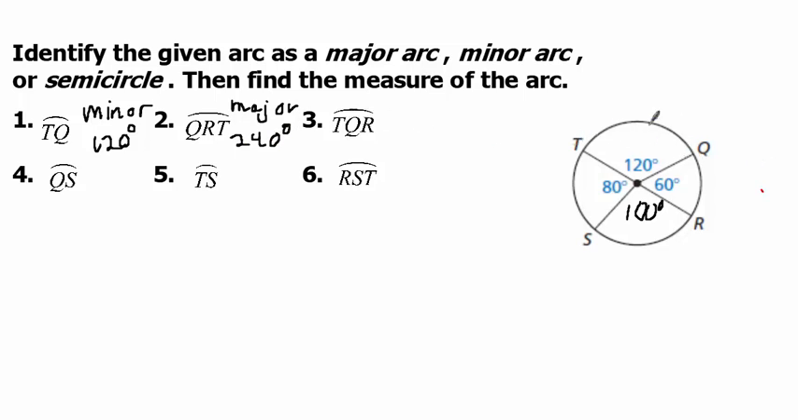TQR, T going through Q to get to R. Well, when I add those two things up, I get 180 degrees. That makes that a semicircle.